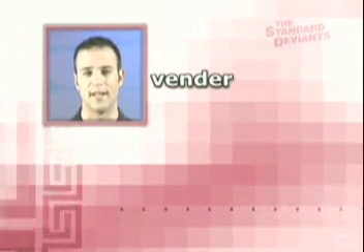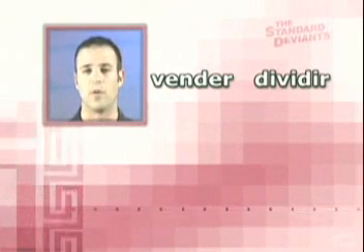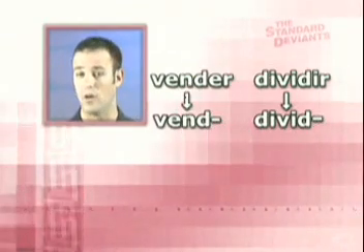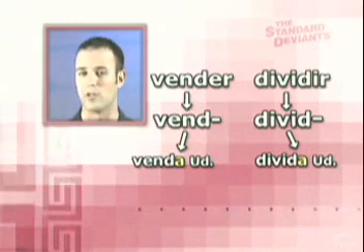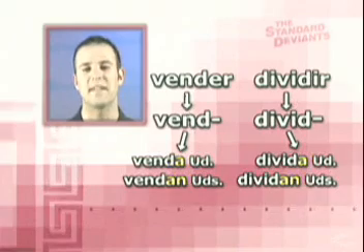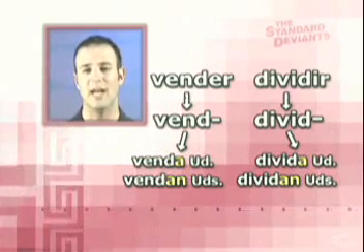The ER and IR verbs work almost the same way. Let's look at vender, to sell, and dividir, to divide. First, we change them to their yo forms, which gives us vendo and divido. Then we knock off the O's, and finally we add an A to the end if we're giving the command to one person, and an AN if we're commanding more than one person. That makes the command forms of the verbs venda and vendan, and divida and dividan.